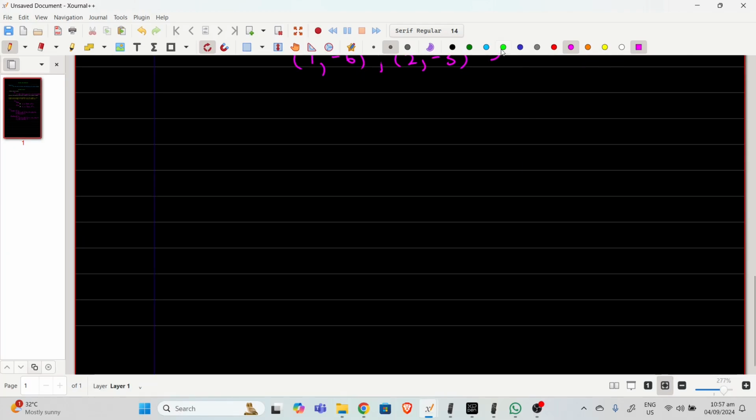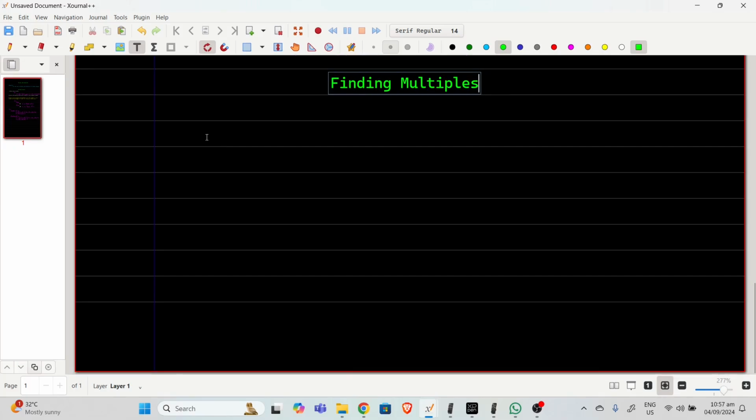Now let's go on to the next one, which is the multiples. The next note here is finding multiples, and this here should be green. When you're finding multiples, generally you would find multiples of a number starting from 1, and then you multiply by consecutive natural numbers. So for example, if you have 3, then you would say 1 by 3, 2 by 3, 3 by 3, 4 by 3, and that will give you multiples of 3.